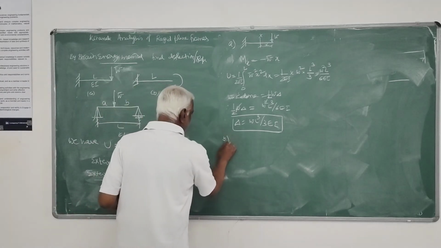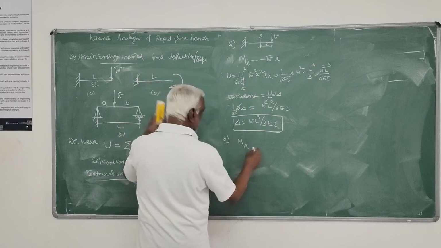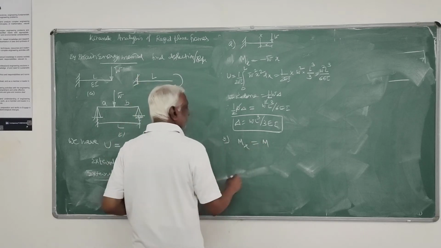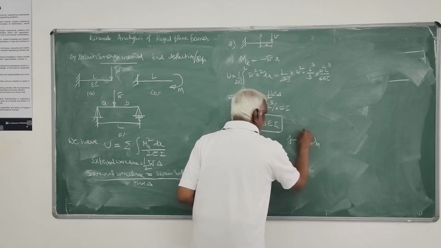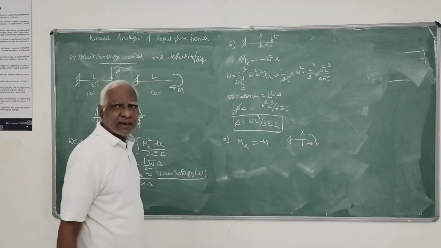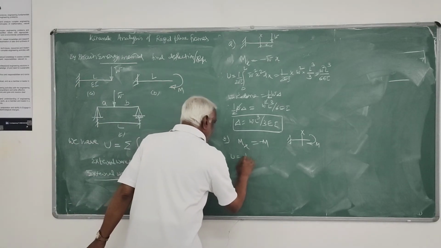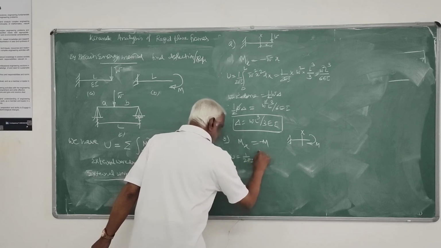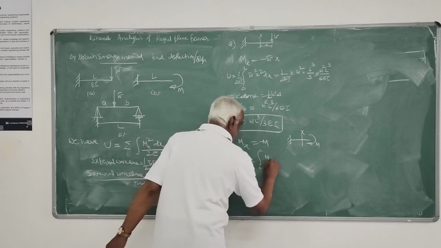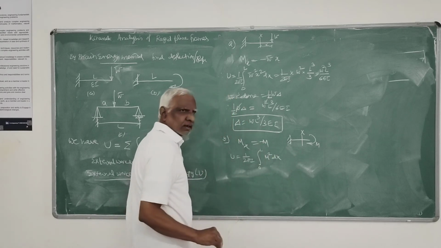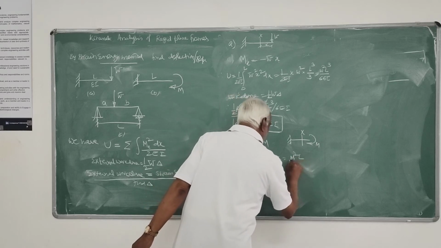Then if you take the second example, what is Mx? Mx equals M itself. At any section it is M, minus M for hogging. Therefore, U equals 1 over 2 EI integral 0 to L of Mx square dx, which is M square dx. That is nothing but M square L by 2 EI.